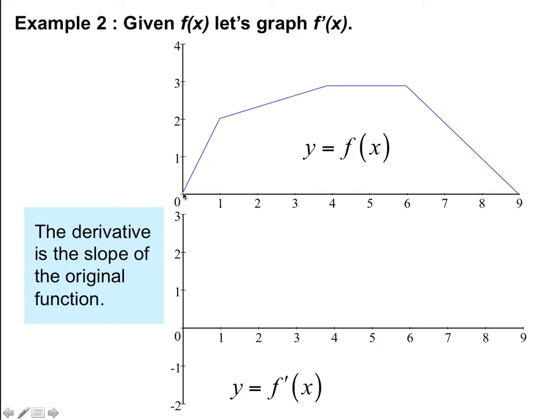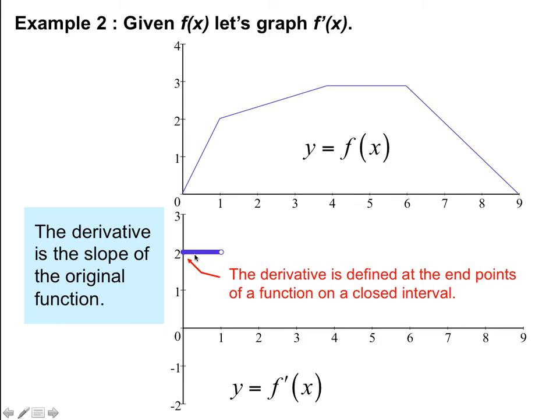And since the slope is the same throughout that entire function right here, then I must have the same derivative from 0 to 1. So from 0 to 1, if we calculate the slope, we go right 1, up 2. I have a slope of 2. So there's my slope for this function. Notice that when I have a line, the derivative is a horizontal line.